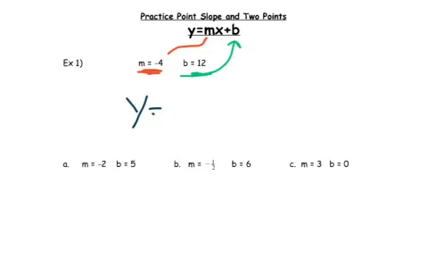Y equals, well, m is -4. You just bring down your x, don't touch x, plus our b, which is 12. That's it. That's all I'm doing there. All I'm doing is substituting in my m, which was -4, put it next to x, and put in your b, which is 12. So what I'd like you to do right now is hit pause.